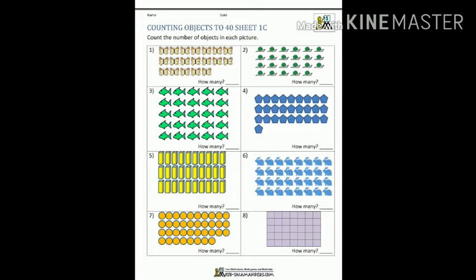Now, students, here you can see some pictures, and we will count these pictures and we will write the number name of that counting. Okay, so students, in the first column you can see butterflies. Let's count the butterflies. 1, 2, 3, up to 19. So there are 19 butterflies over there.